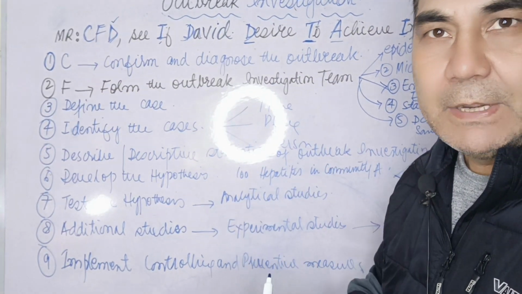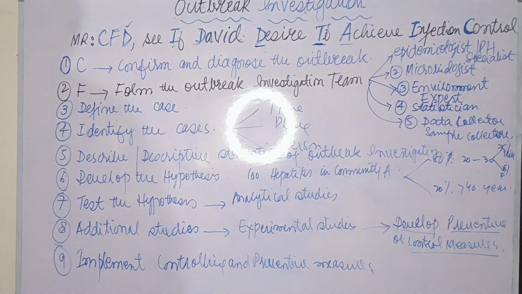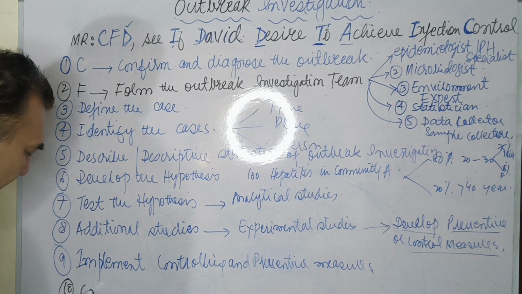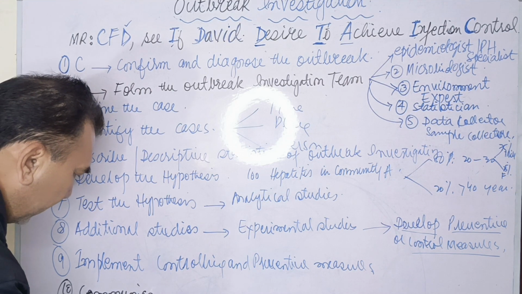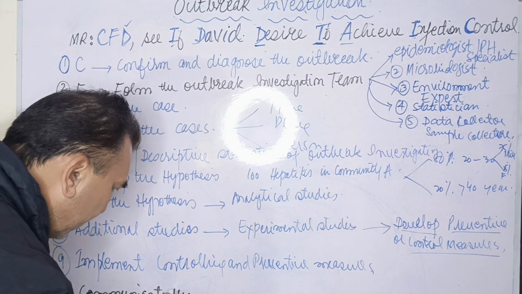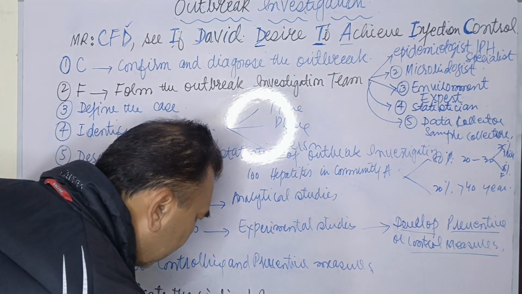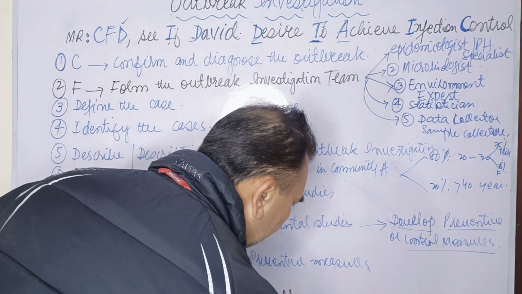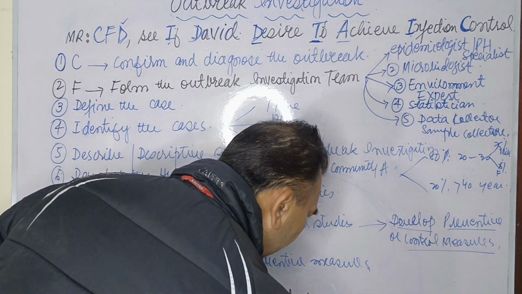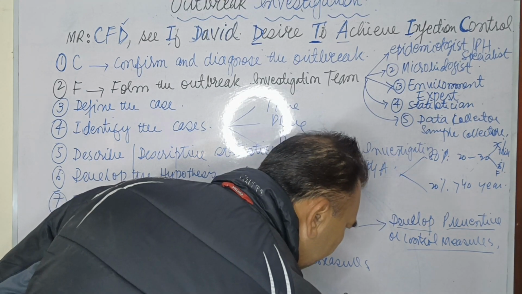When you implement it, so what will it do? And the last step: communicate the result, communicate the finding, or you can say the result, to the policy making level.